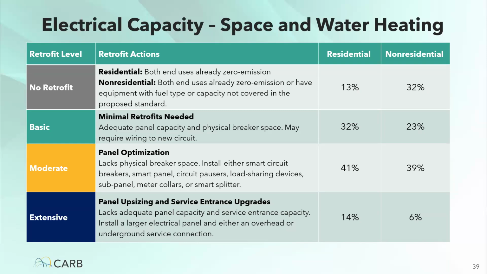About 40% of residential and non-residential buildings may need panel optimization. This may include adding smart circuit breakers, smart panels, or load sharing devices. And then extensive panel retrofits to upsize the electrical panel or service may be needed for about 14% of residential and 6% of non-residential buildings.